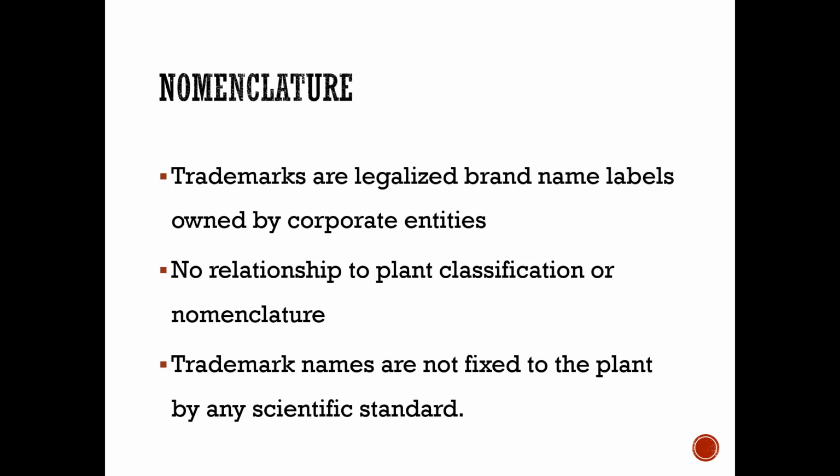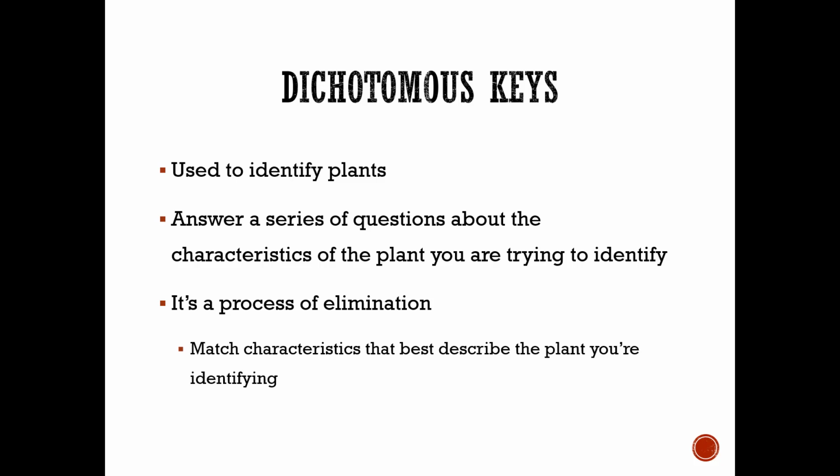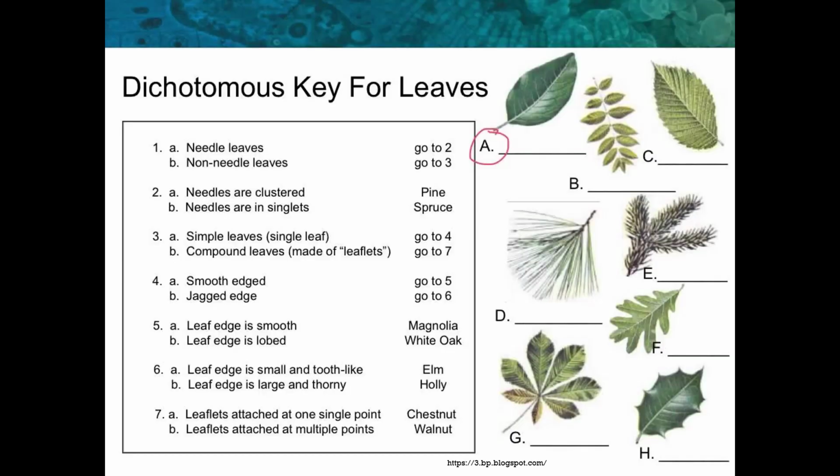Trademarks are legalized brand name labels owned by corporate entities. There's no relationship to plant classification or nomenclature, and those trademark names are not fixed to the plant by any specific scientific standard. So dichotomous keys are used to identify plants. You answer a series of questions about the characteristics you are trying to identify, and it's basically a process of elimination. So this is what that looks like. Needle leaves versus non-needle leaves. If you pick non-needle leaves, you go to 3, and it's either simple leaves or compound leaves, etc., etc., etc.